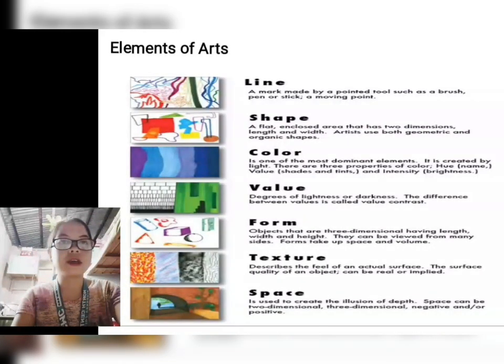So there are elements of arts. They are line, shape, color, value, form, texture, and space. Line means a mark made by a pointed tool such as a brush, pen, or stick, a moving point. Shape is a flat, enclosed area that has two dimensions, length and width. Artists use both geometric and organic shapes.